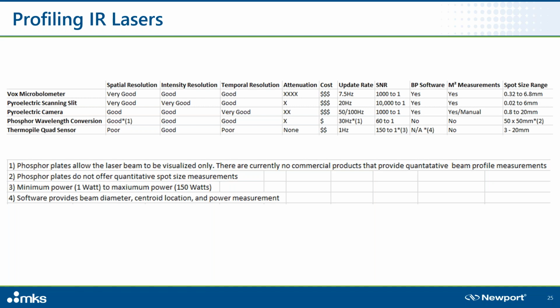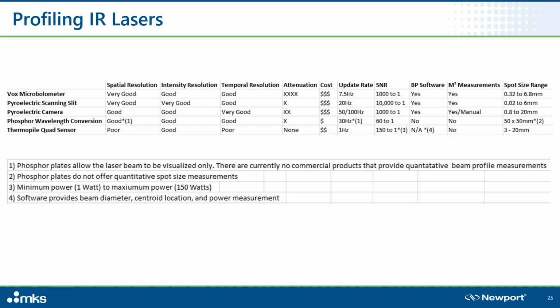Phosphor wavelength conversion products, again, there are no commercially available quantitative systems, so there's no beam profiling software or beam propagation software available, but it is a good visual representation of the beam and has the lowest cost of any of these available systems. Approximately 1 hertz update rate, and relatively poor to good resolution, similar to the pyroelectric camera.